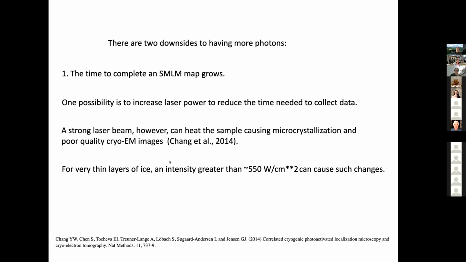And at present, the number varies depending on which lab, but it's worth finding out. So something like 500 watts per square centimeter, you don't want to be above that, but it does vary depending on the sample and the lab. So if you're going to use a laser, it's worth finding out at which point your setup will, in fact, cause the microcrystallization.